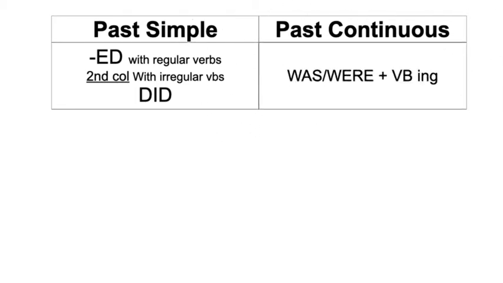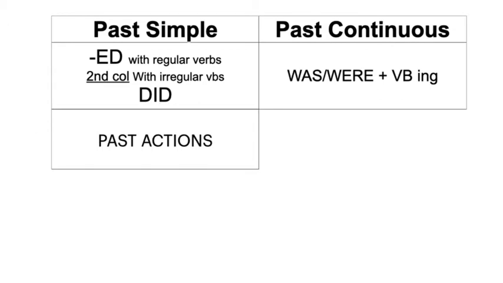As for the past continuous, you need to use the auxiliary was or were. This is the same as present continuous, but you need to use the auxiliary in the past, and the verb with ing. Please remember that both with ed and ing, you have changes in spelling in verbs. Just check that.